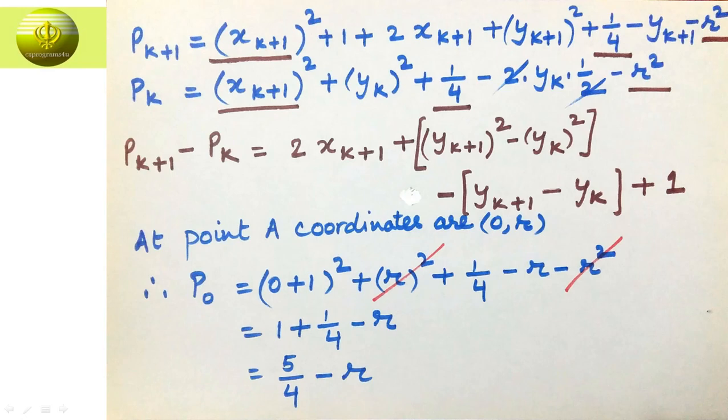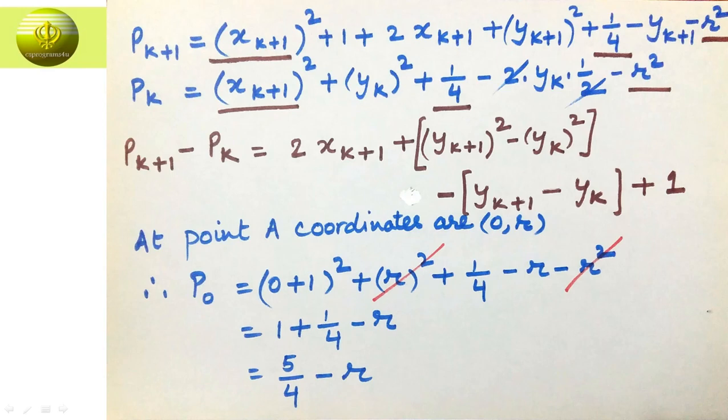And if we have to calculate P0, then the coordinates of A, that is (0, R), are taken into consideration. We have to insert this value in pk, and for that we take xk plus 1, that is (0 plus 1) whole square, and for the second value yk we replace yk by r: square, then 1 over 4, then only minus yk is there, so we write minus r, then minus r square.